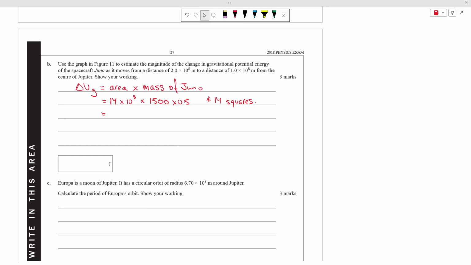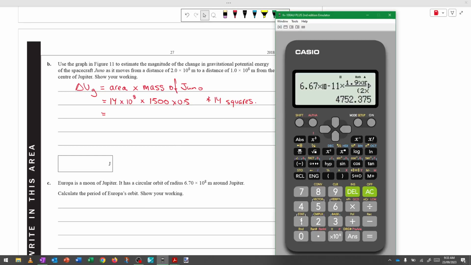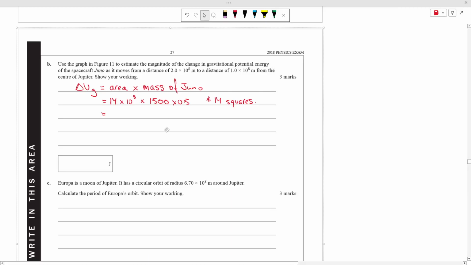Alright, cool. Now let's bring up our calculator. Half of 14 is 7, so 7 times 10 to the 8 times 1,500 is 1.05 times 10 to the 12. There you go. So be very careful when you're working out the area. You probably could have gotten away with using a trapezium formula for that one, but sometimes it's just better to count the squares and do it that way.